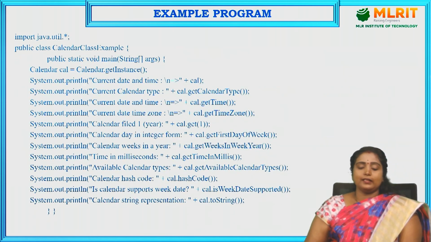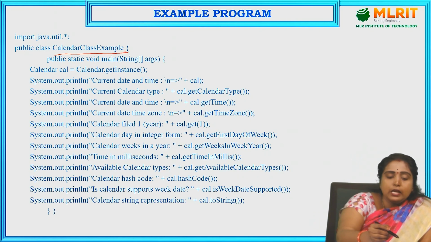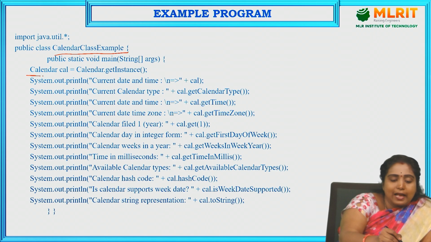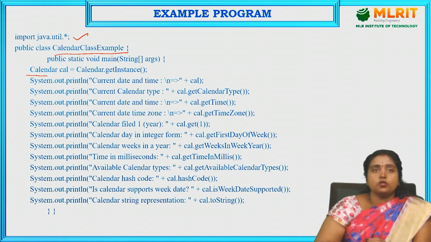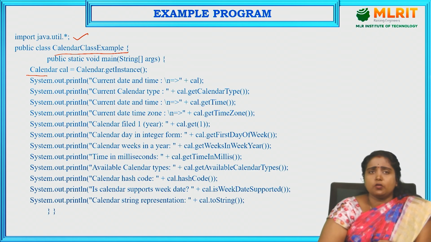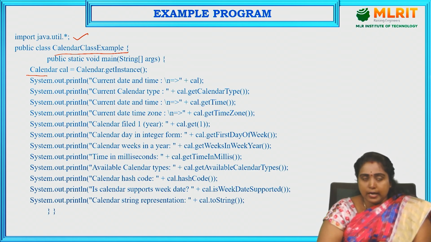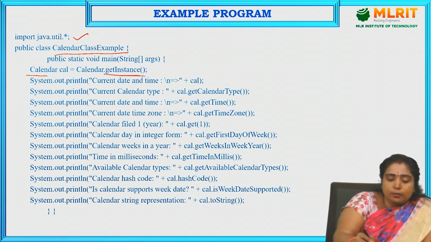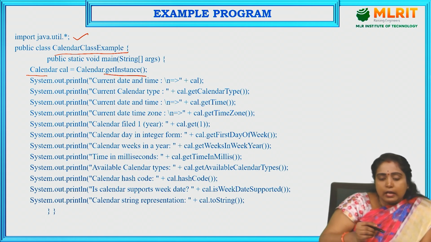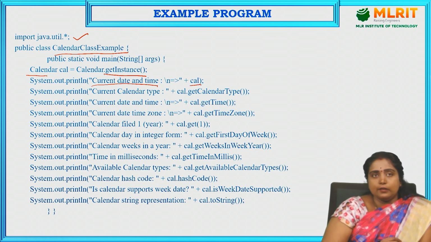So here is a simple example program. I am taking a Calendar class example. In order to use the Calendar class, you have to import java.util.*. As this is an abstract class, you cannot create an instance of it directly, so I am using the getInstance method. And I am printing the current date and time. So directly you can use Calendar.